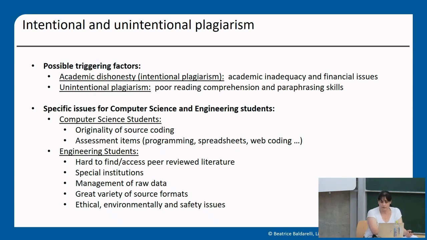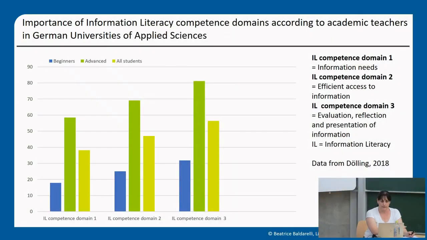The occurrence of academic dishonesty and unintentional plagiarism in both undergraduate and advanced courses makes it necessary to apply prevention concepts early in the curricula. Hannah Dölling showed in her dissertation from 2018 that the problem of plagiarism in the perception of German university teachers is closely associated with deficiencies in information literacy.